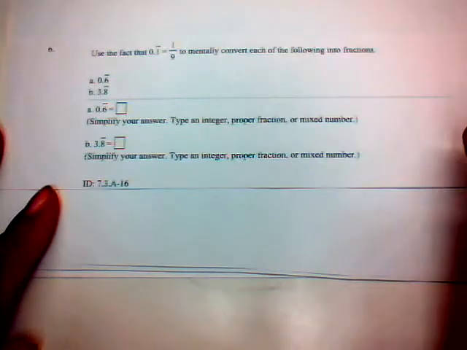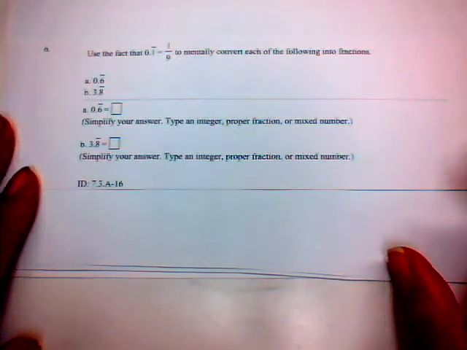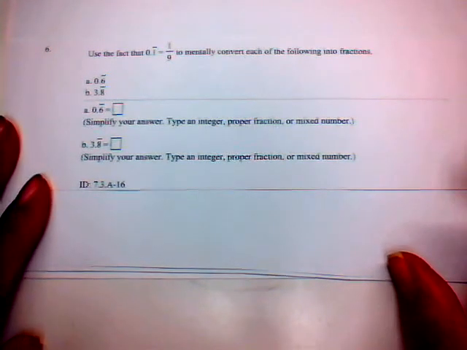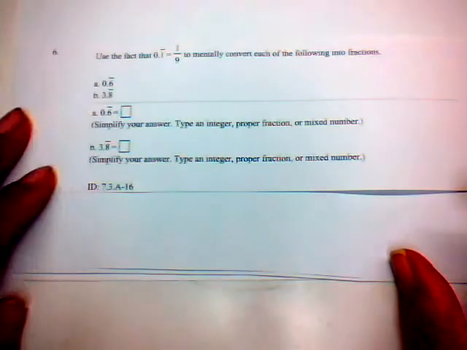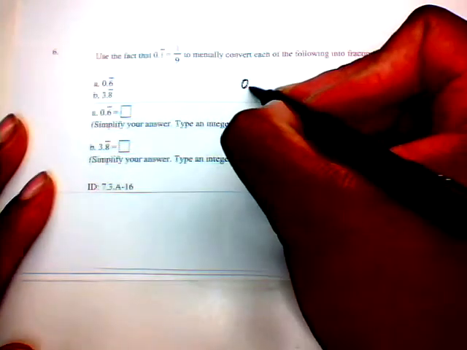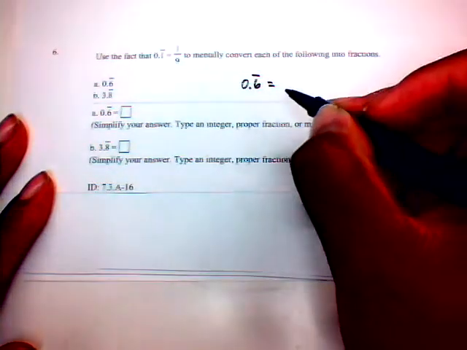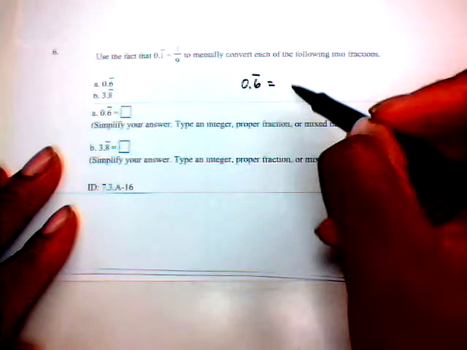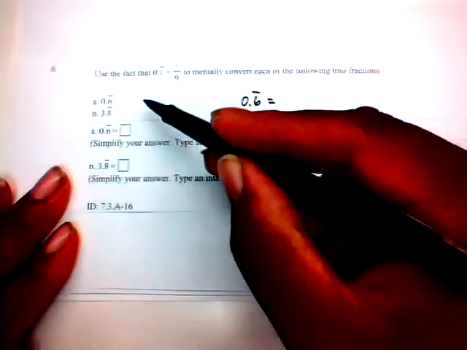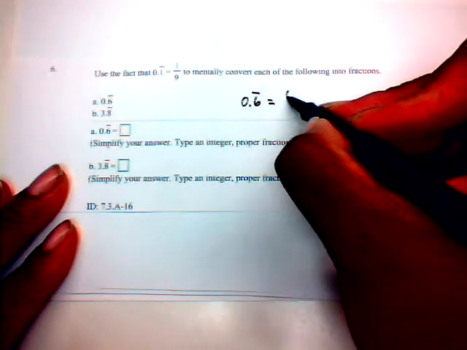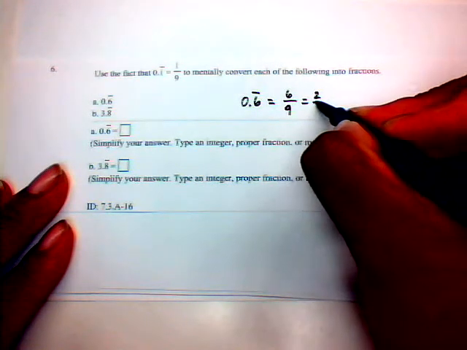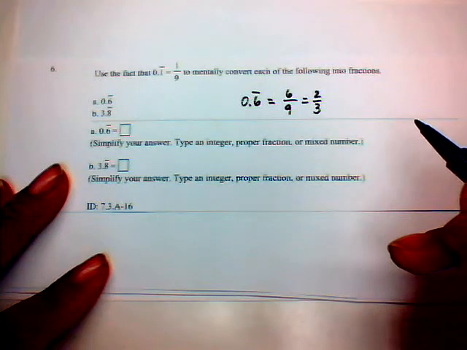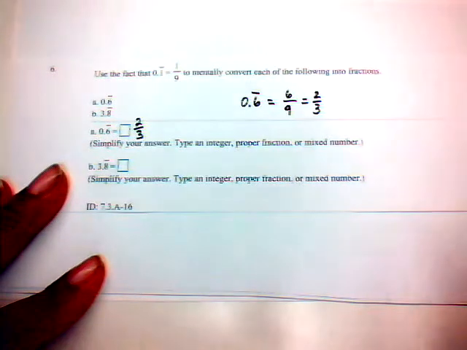Problem number 6. Use the fact that 0.1 repeating is equal to 1/9 to convert each of the following into fractions. In this case, you got 0.6 repeating. We're using the fact that 0.1 is going to be 1/9, so that means that 0.6 will be this number over 9, so it'll be 6 over 9. And if you reduce that, it will be 2/3. So 0.6 repeating as a fraction is 2/3 in simplest form.